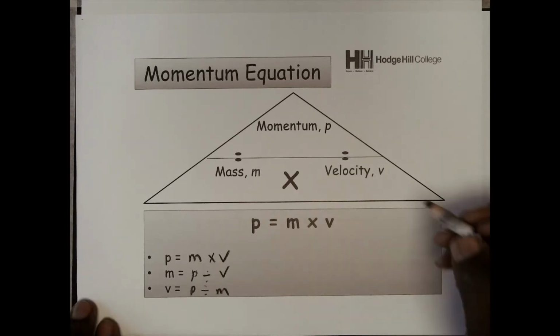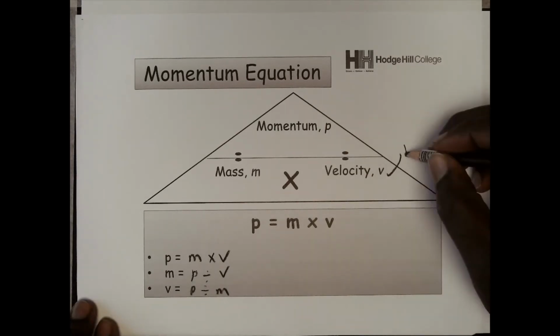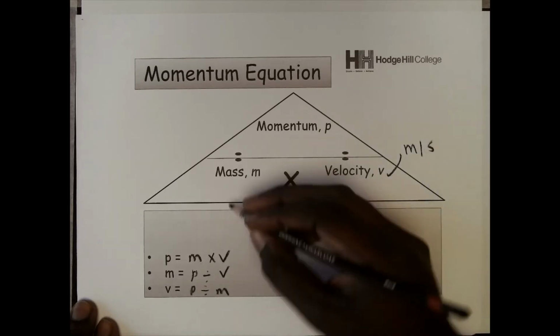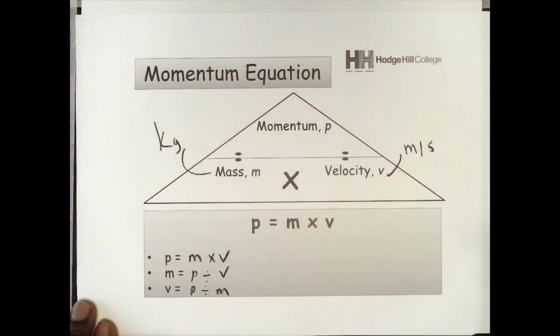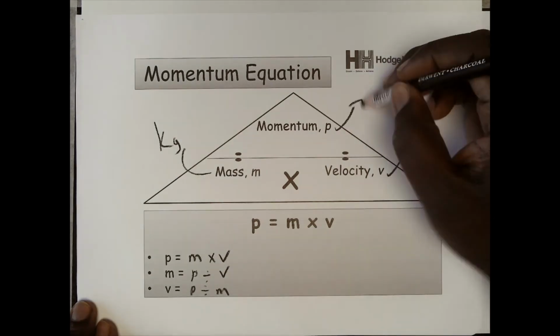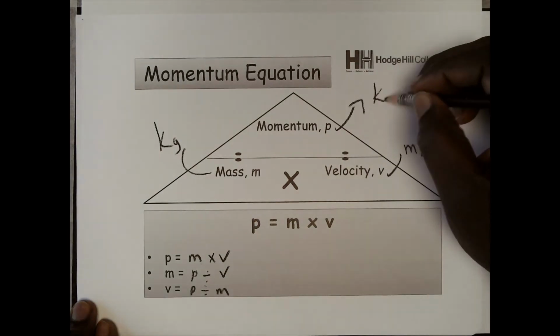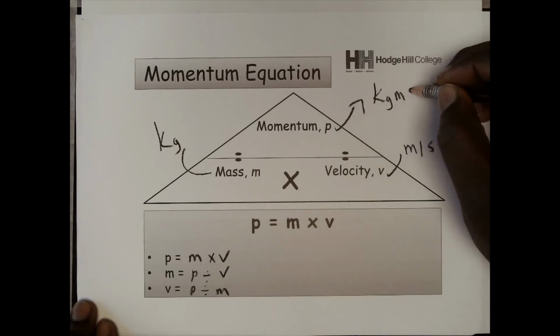The unit for velocity, as we know, is meters per second, and the unit for mass is kilograms. And that means that the unit for momentum will definitely be kilograms meter per second.